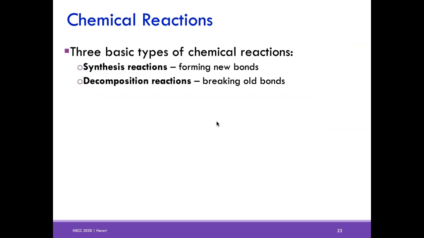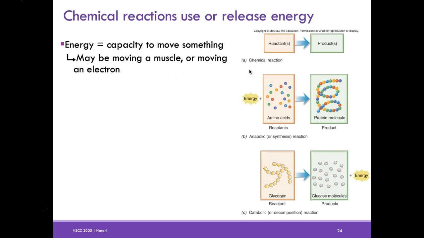There are three basic types of chemical reactions. If you want to synthesize something, you want to build something that's anabolic, you need to build new bonds. Right? In a decomposition reaction, if you want to break down things, like catabolic reactions, you have to break bonds. Or you could also have an exchange reaction where bonds are rearranged between the atoms. Regardless, chemical reactions use or release energy.